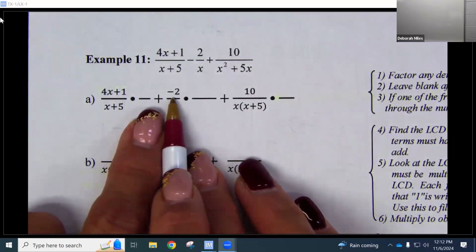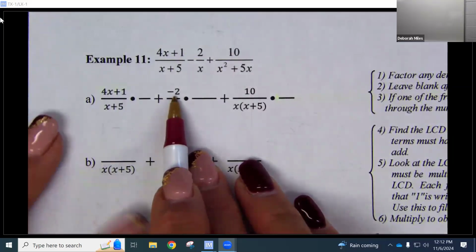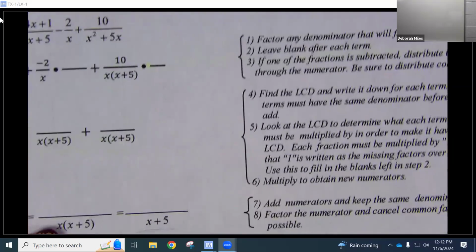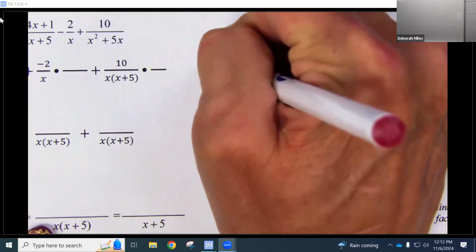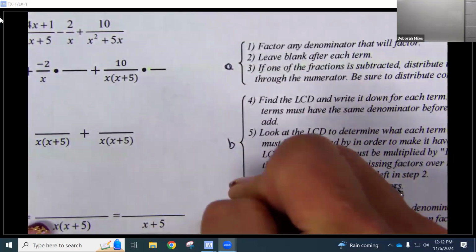numerator. All right, let me number these three groups of, or not number, but letter these three groups of steps, A, B, and C.